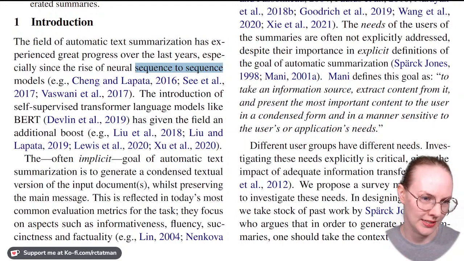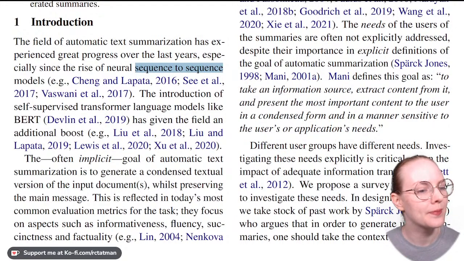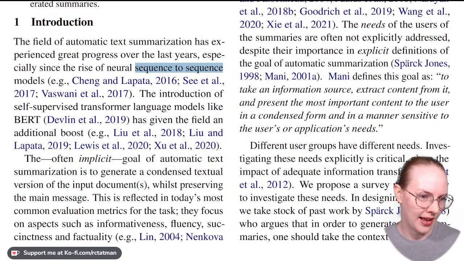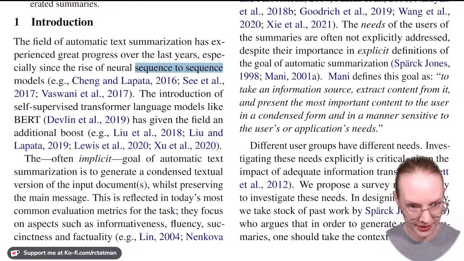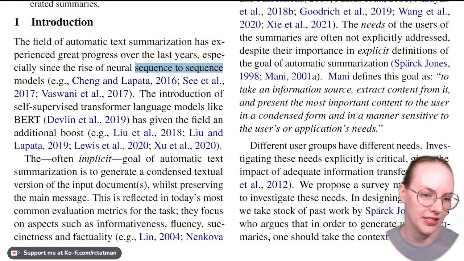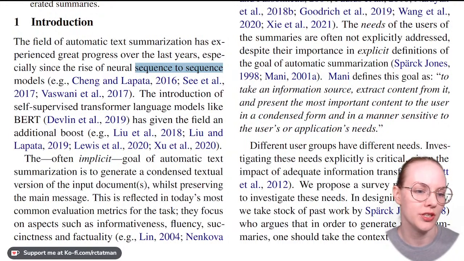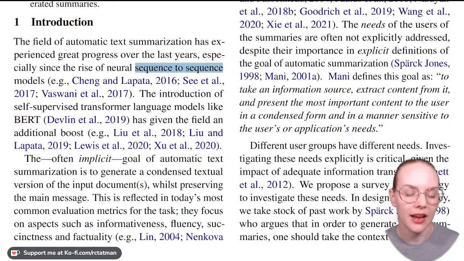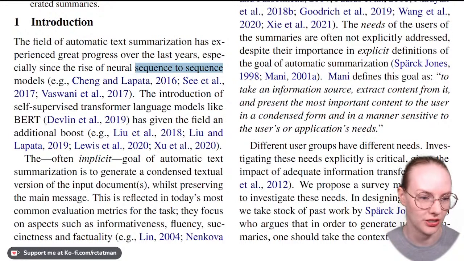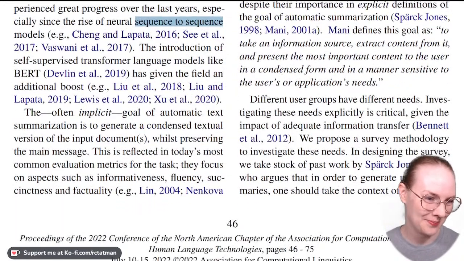And of course, Vaswani is the transformer paper. The introduction of self-supervised transformer language models like BERT, Devlin, has given the field an additional boost. So these are all going to be transformer papers in automatic summarization, which is not an area I've read a whole ton in. I've read like a little bit. I'm sort of familiar with the field, but it's not one of my main research areas. So keep that in mind as you're reading this.